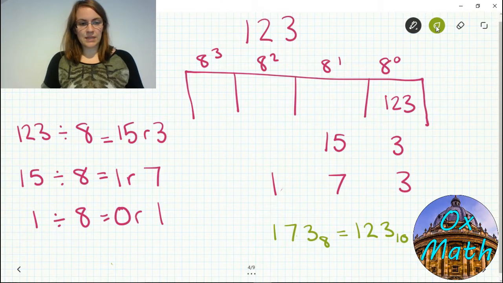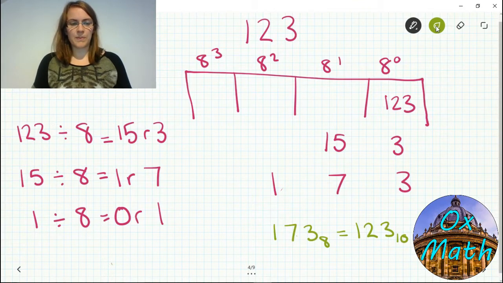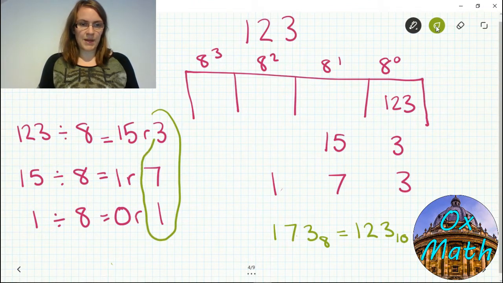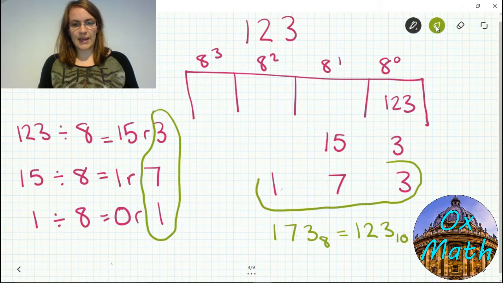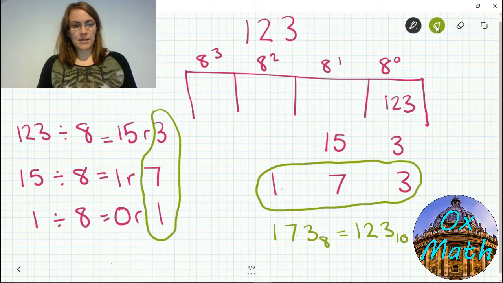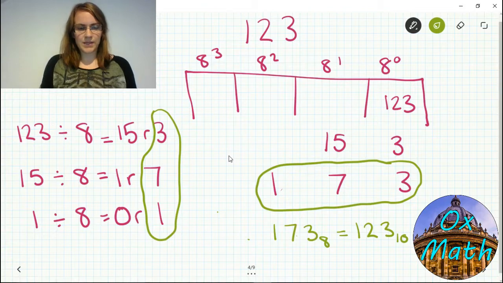Now the reason I did this last step, because obviously we could have seen that the 1 was small enough, we could have stopped there, but it allows us to use the shortcut. From the top to bottom in our remainders here, the 3, 7, 1, you can see that that is actually the same as our answer from right to left, 173. So you can actually just use the remainders from your calculations to get your final answer working from right to left. So now you know how it works, pause the video and test yourself.